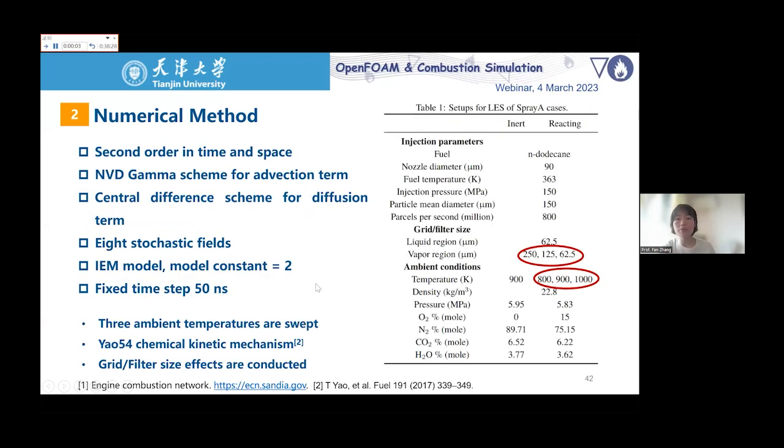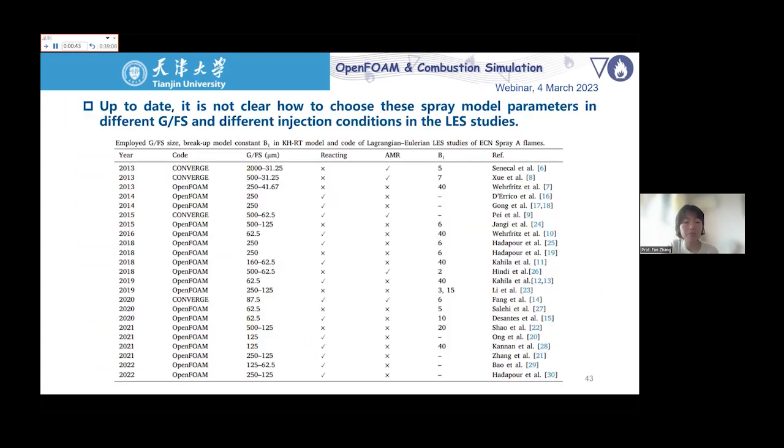Then we will study the Spray A cases. In OpenFOAM, we use a second order in time and space, NVD gamma scheme for the advection term, and central difference scheme for the diffusion term. We use 8 stochastic fields and the IEM model, with the model constant equal to 2. We use a fixed time step of 50 nanoseconds. At the beginning, we want to validate the grid size for the vapor region. Then we studied three different ambient temperatures to study the cool flame effect.